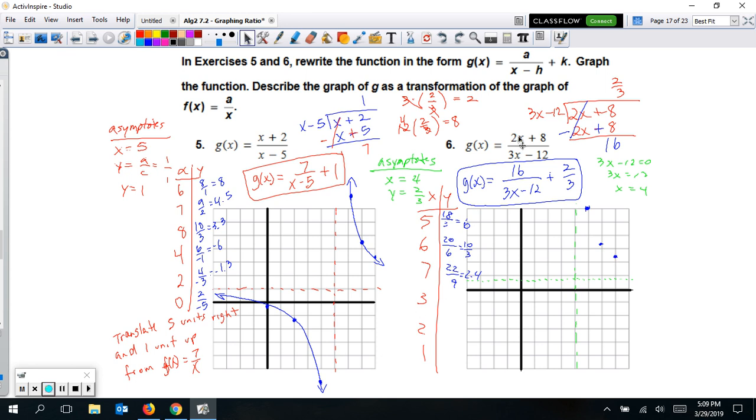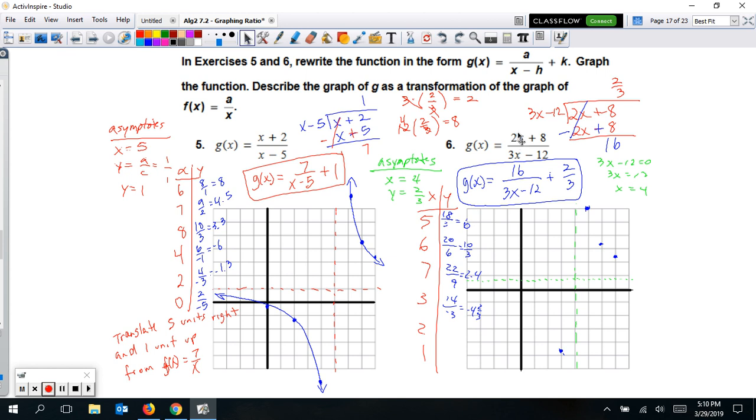When I plug in 3, we're going to get 6 plus 8 and 9 minus 12. That's going to give us 14 over negative 3. And if I work that one out, I can make that improper fraction into a mixed number, and it's going to be negative 4 and 2/3, because 3 goes into 14 4 times with 2 left over. And so when we go to 3, right 3 and down 4 and 2/3, right 3 and then down 4 and then 2/3 more, puts us down there.